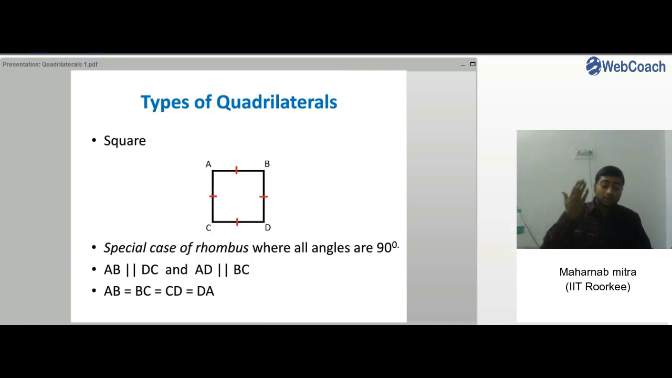So what is so special about squares? Squares have all the angles 90 degrees, just like a rectangle. So almost like a rectangle, square has all the angles equal to 90 degrees, but all the sides are equal and the opposite sides are parallel to each other. So you can see here AC is parallel to BD, AB is parallel to CD, and all the sides are equal. AB equals BD equals DC equals CA.